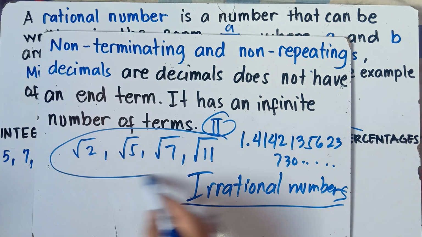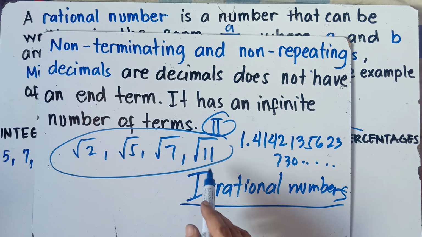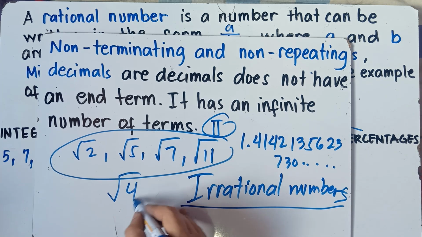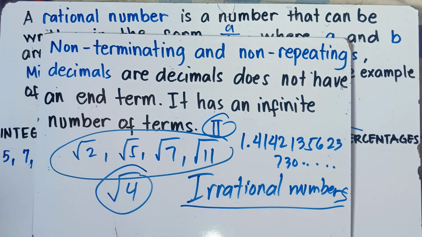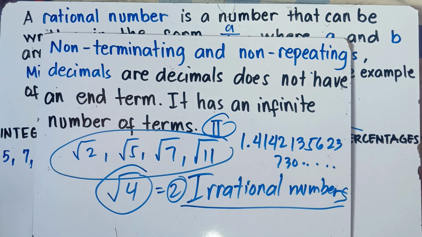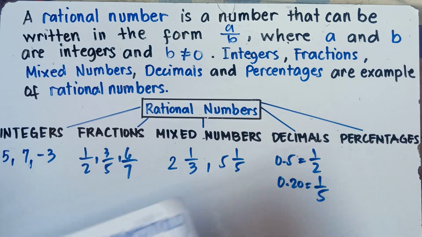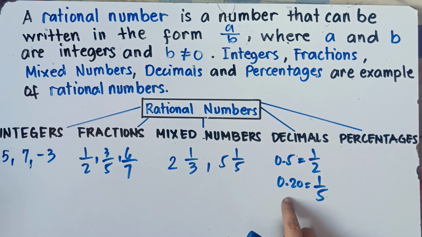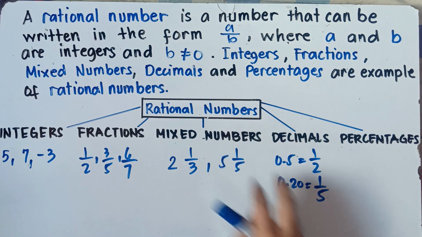Pi, square root, in which the number, class, is not a perfect square. Of course, the square root of 4, it is a rational number because the square root of 4 is 2. Okay? A square root, class, in which the number is not a perfect square. And that is what we call, class, non-terminating and non-repeating decimals. Alright, so I hope you get this one, class, with regards to decimals. Not all decimals are rational numbers because we do have what we call non-terminating and non-repeating decimals. But for this one, class, 0.5, 0.20, these are rational numbers.